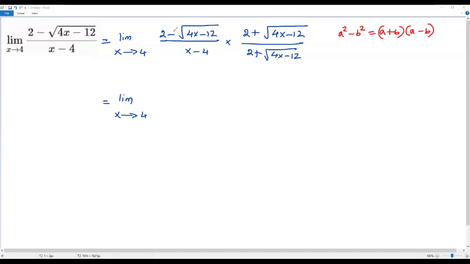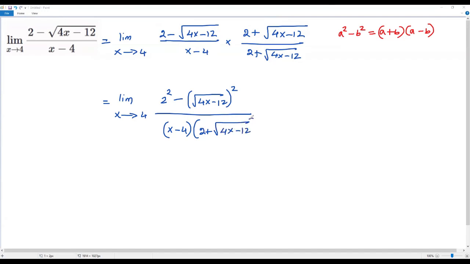So what do we have to write for this? We have to write a² − b². For a we have 2, so for a² we write 2². For b², we have to square this square root of 4x − 12, so (√(4x − 12))², over the product of the two binomials, (x − 4) times (2 + √(4x − 12)). Here the square root and the square will cancel out.